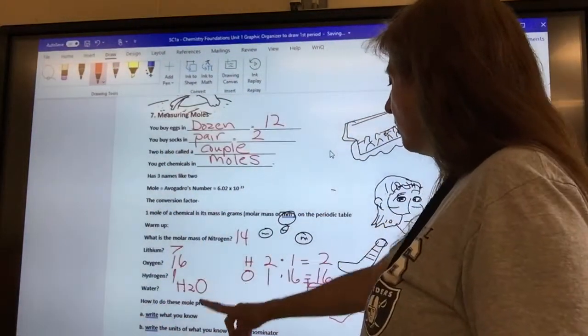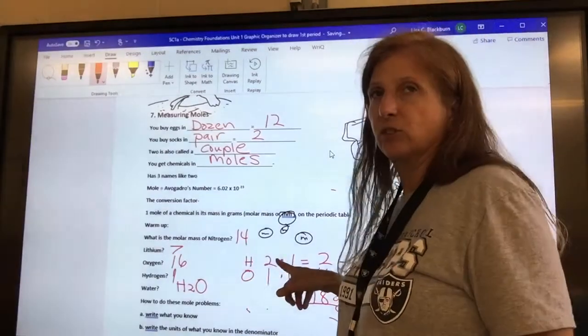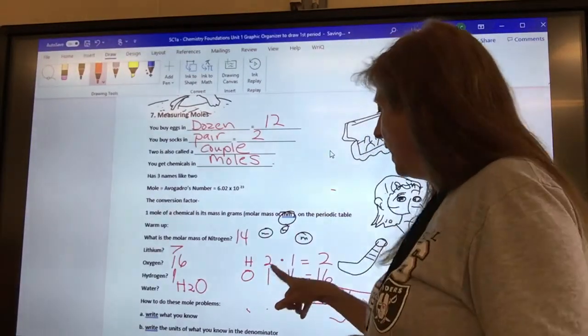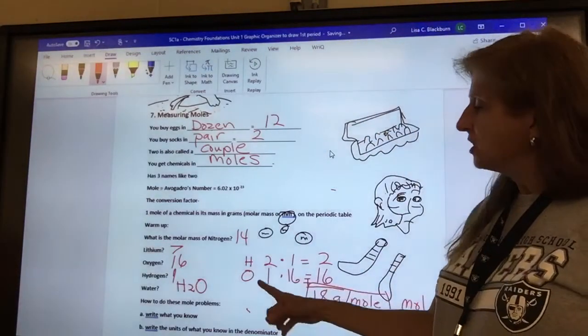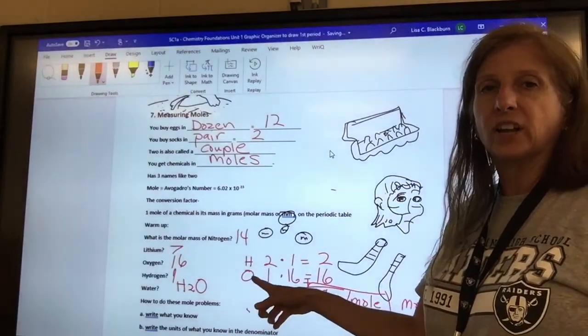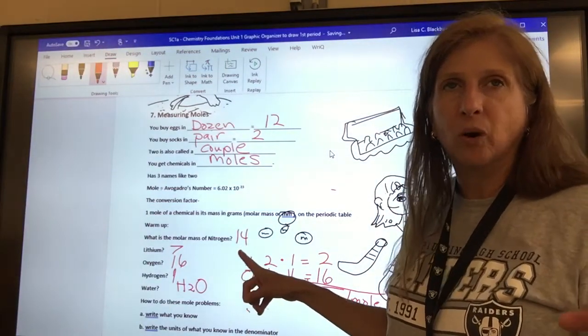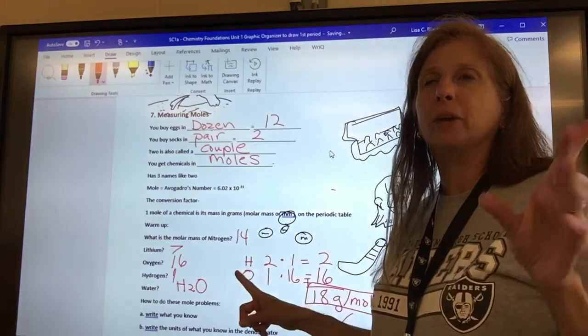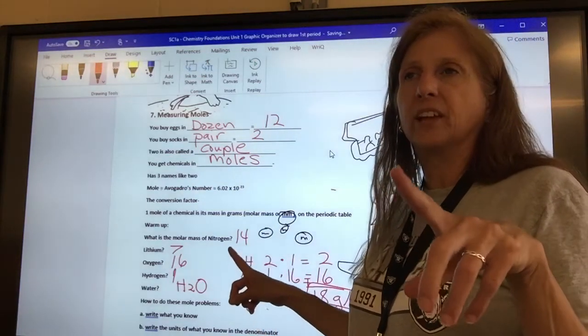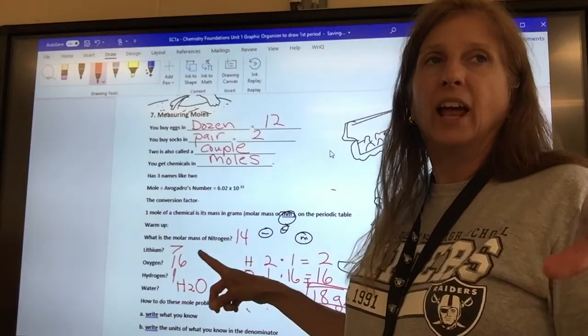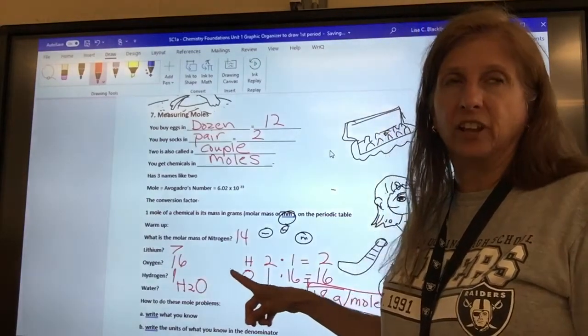So for water, water has 2 hydrogens, H2. It has 1 oxygen. So we list the elements vertically. I'm going to make you do it my way. I'm not going to let you write it any way you want. I want your math to be where I can look at your math and understand what you understood and don't. And if you just scribble, I can't understand your work.